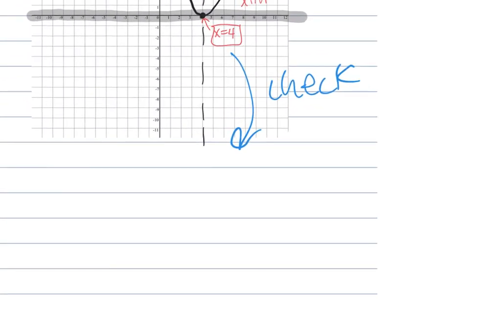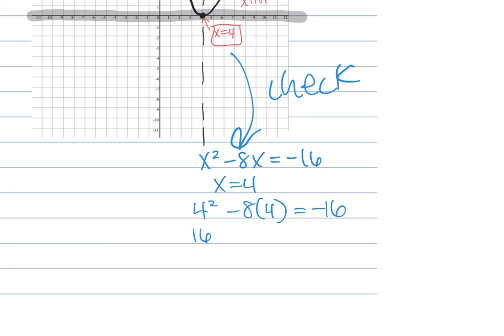Now you could plug it into the standard form or the original. Either way, it's up to you. x squared minus 8x equals negative 16. The value that we're checking is x equals 4. We plug that in, and we get 4 squared minus 8 times 4 equals negative 16. 4 squared is 16, minus 32 equals negative 16. Negative 16 equals negative 16. So I know this indeed is a solution.